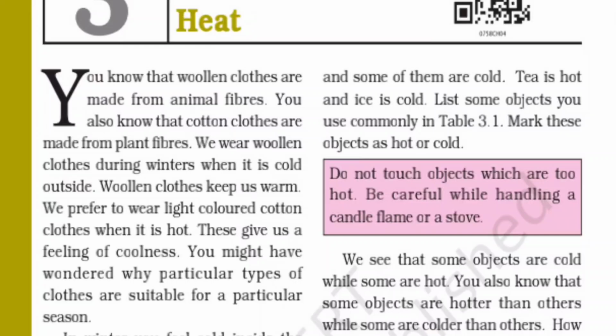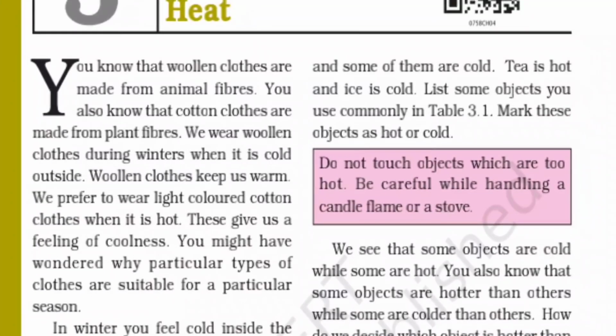You know that woolen clothes are made from animal fiber. You also know that cotton clothes are made from plant fiber. We wear woolen clothes during winter when it is cold outside. Woolen clothes keep us warm. We prefer to wear light colored cotton cloth when it is hot. These give us a feeling of coolness. You might have wondered why particular types of clothes are suitable for a particular season.